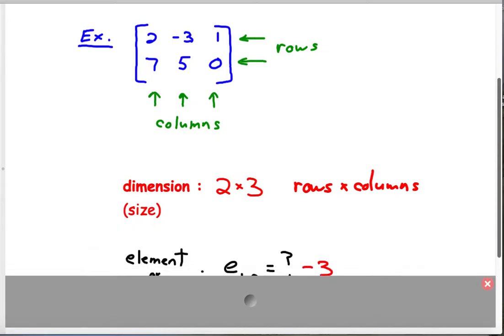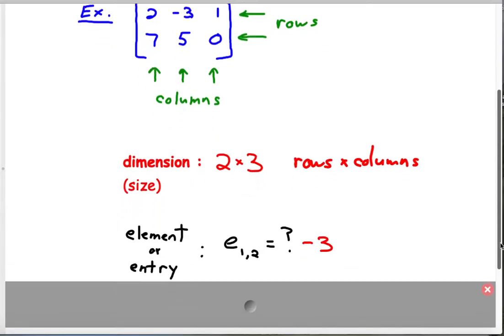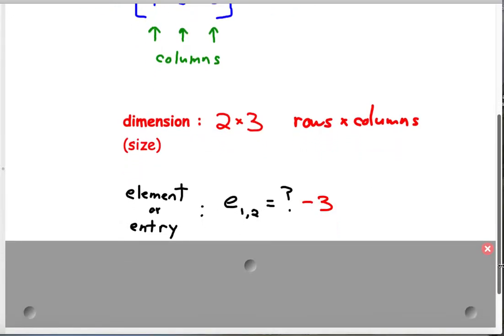If I want to refer to a specific entry in the matrix, I'm going to use the notation E and then subscript with 2 numbers separated by a comma. So E sub 1 comma 2 means the element or the entry that's in row 1, column 2.